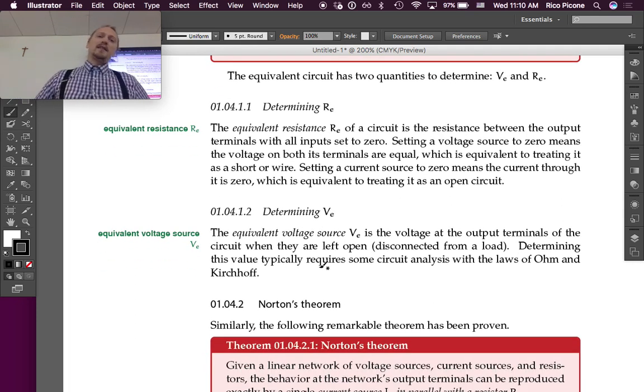So that's the equivalent resistance. It's pretty straightforward. It's really not that hard to find. The equivalent voltage can be harder. You have to do some circuit analysis. You have to decide what the voltage is at those output terminals.